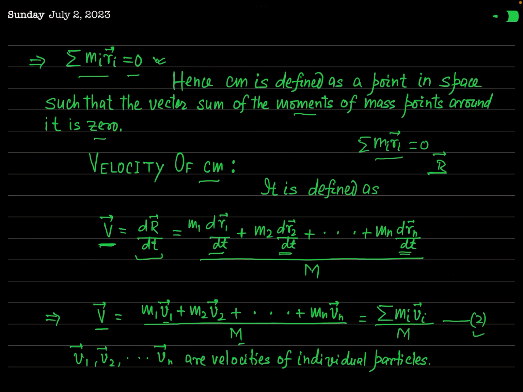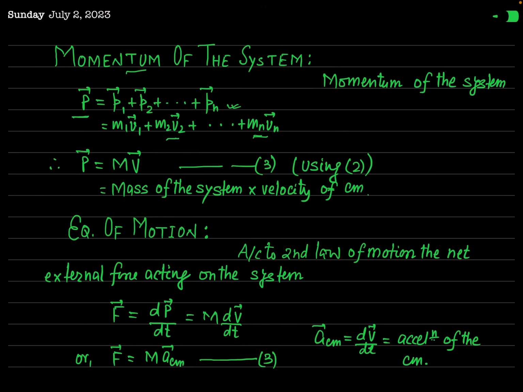But let us see this equation 2. This sum m1 v1 plus m2 v2 plus so on mn vn will be simply equal to capital M times capital V. Okay, capital M times capital V. So you can write P is equal to MV. But what is M? M is the total mass of our system, and V is the velocity of center of mass.